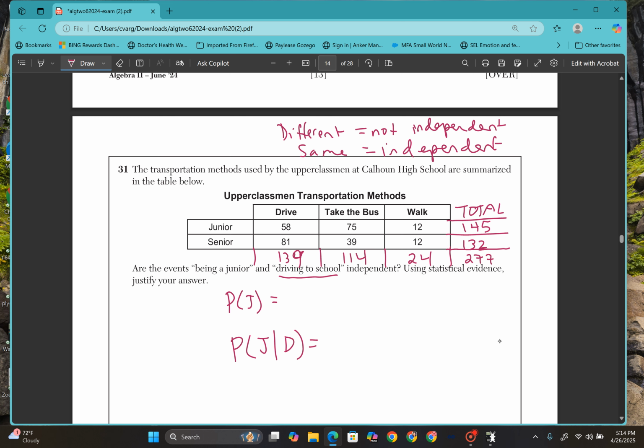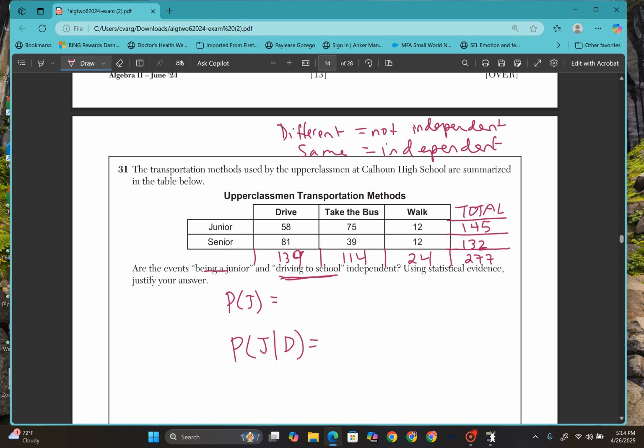If you have one of them by itself, whatever that is equal to, and then if that's equal to the probability of that same thing, being a junior, given that they are driving, then if they're equal, they're independent. If they're not equal, then they're not independent. Okay, so that's how you tell.